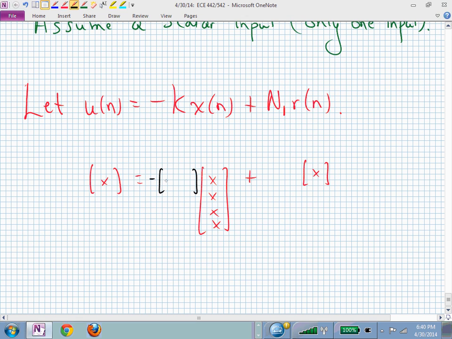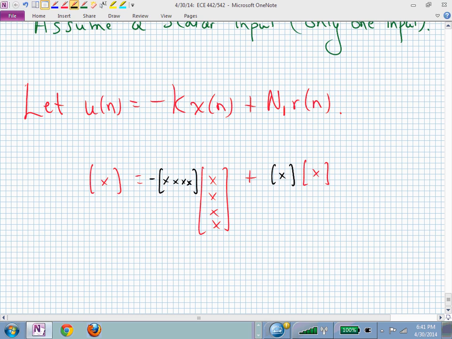I didn't write this very well, but K now, do you see it has to be 1 by 4? So that product of vectors, row vector and column vector, gives me a scalar. And N1 is 1 by 1, isn't it? N1 is just a scalar. Is that clear in that example? Questions on that?